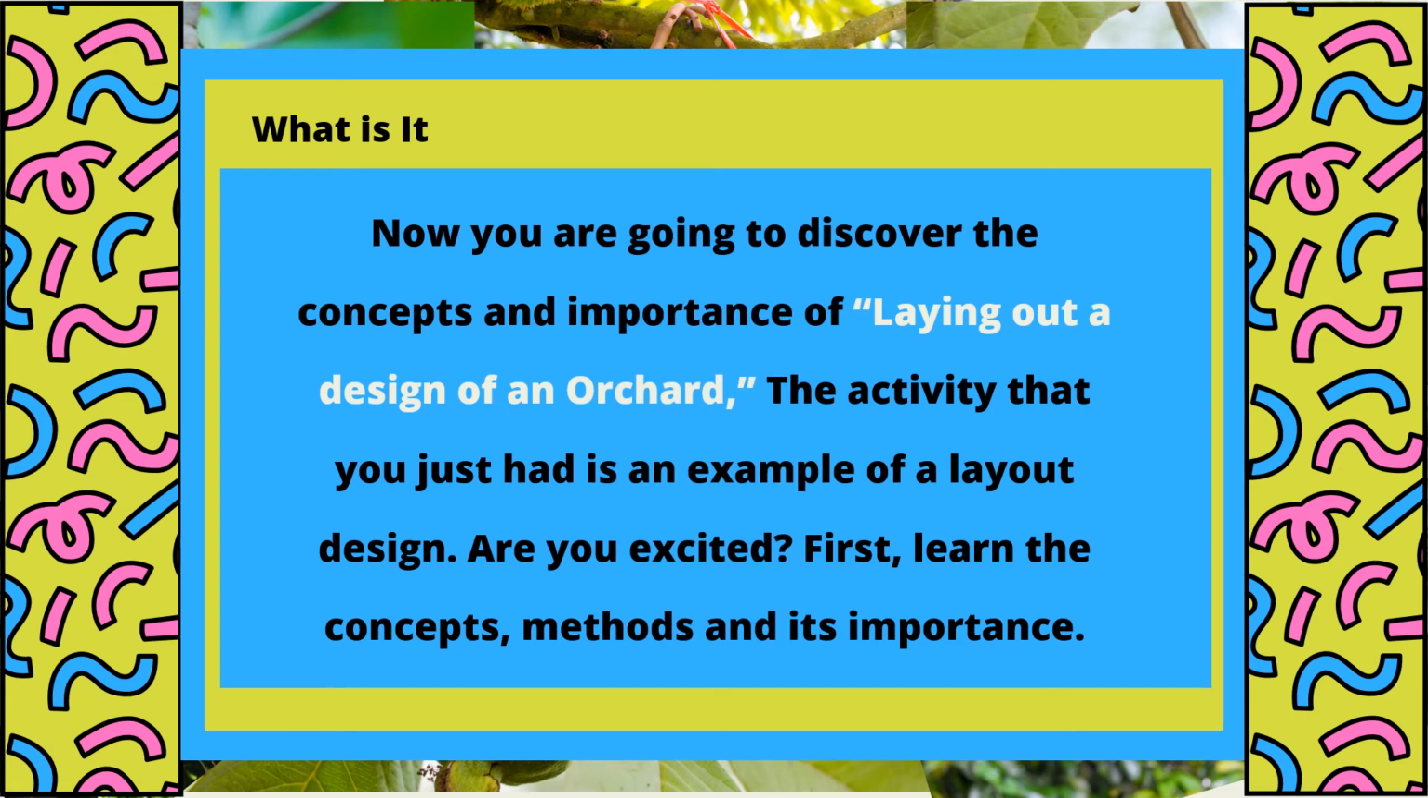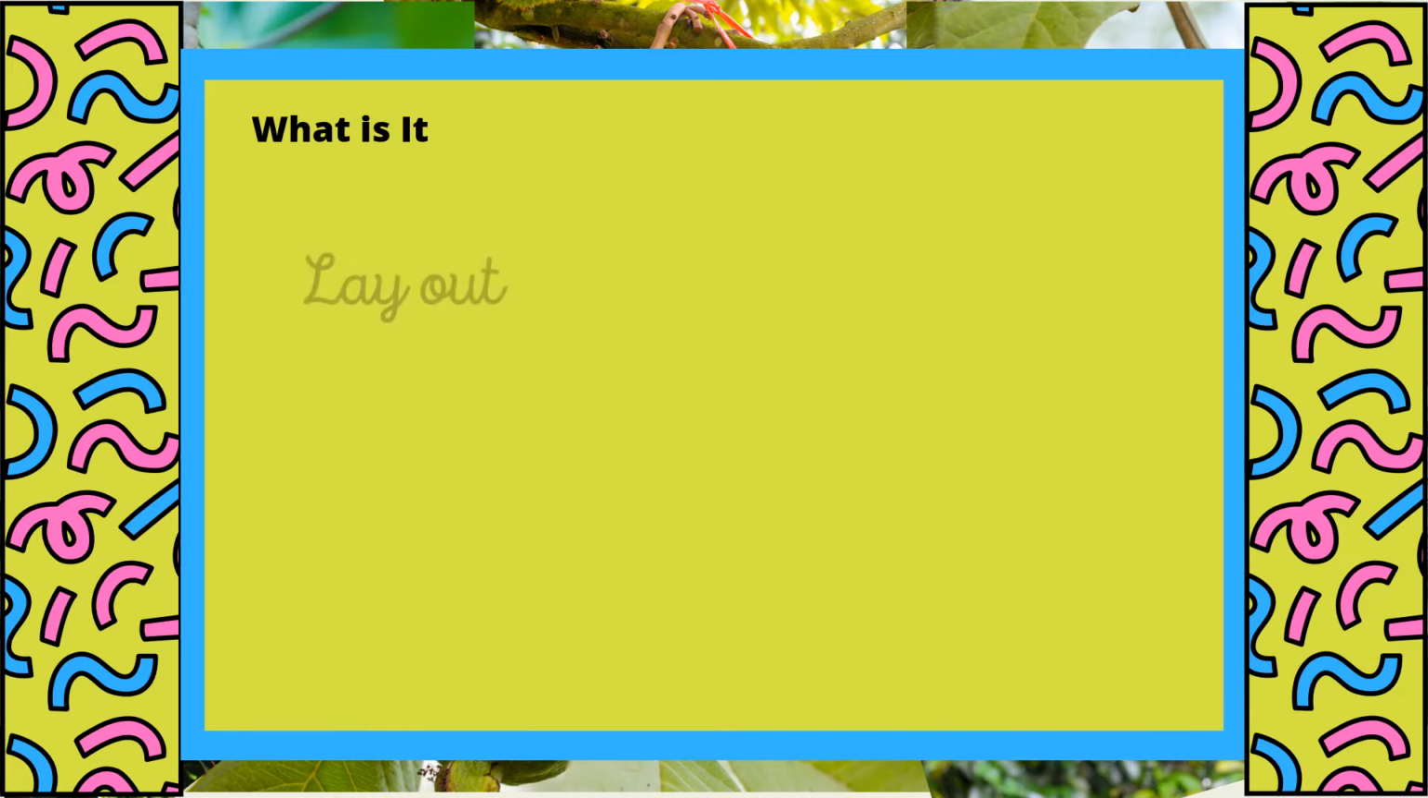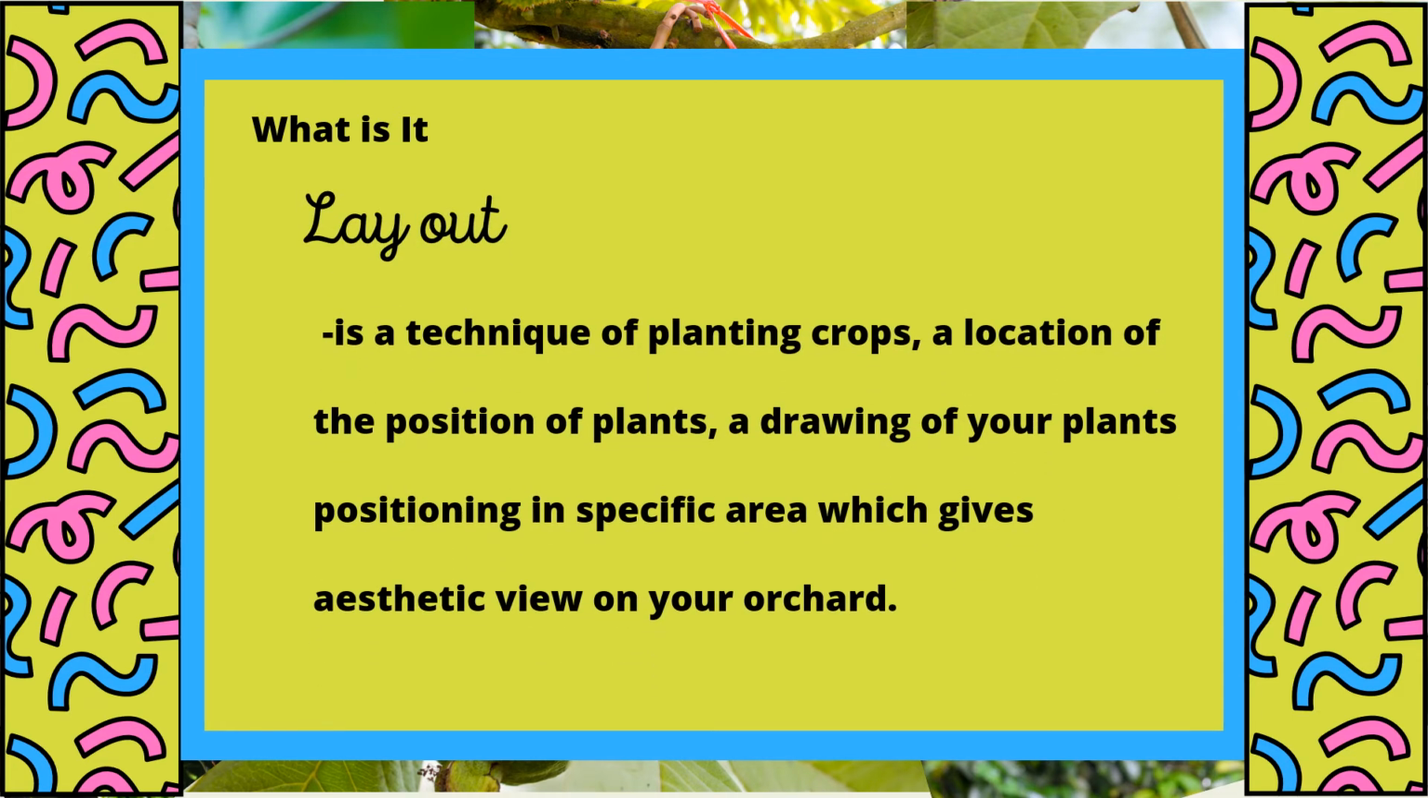Now, you are going to discover the concepts and importance of laying out a design of an orchard. The activity that you just had is an example of a layout design. Are you excited? First, learn the concepts, methods, and its importance. Layout is a technique of planting crops, a location of the position of plants, a drawing of your plants' positioning in a specific area which gives an aesthetic view on your orchard.